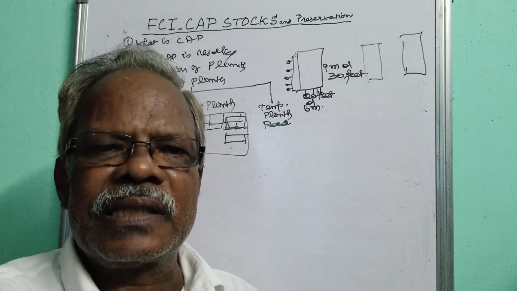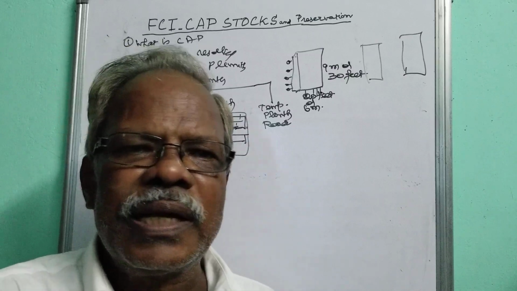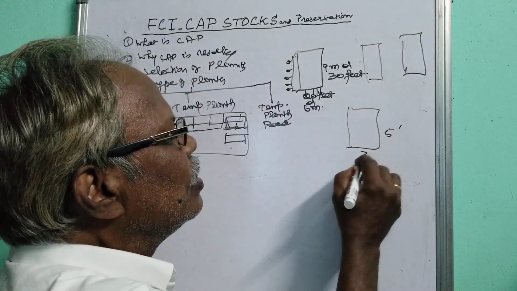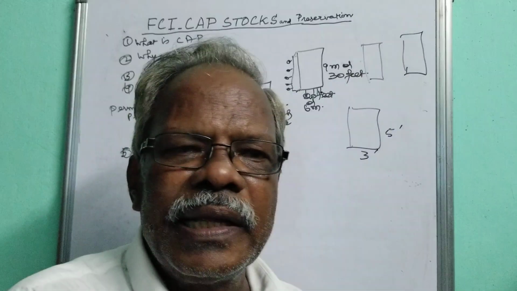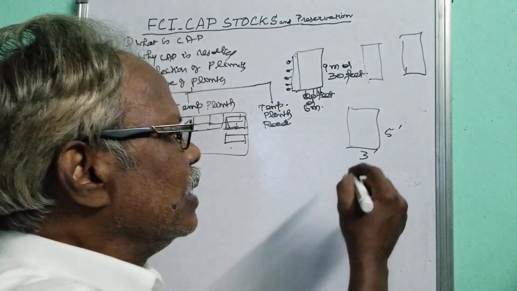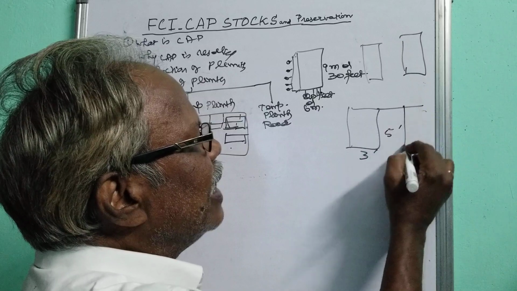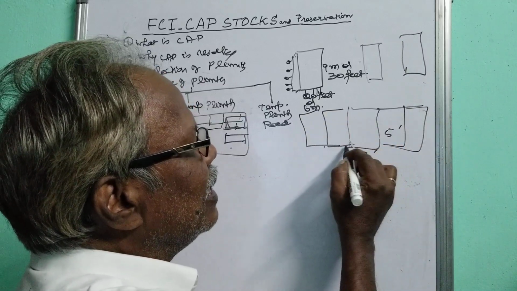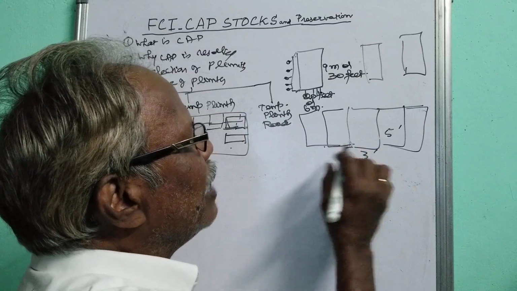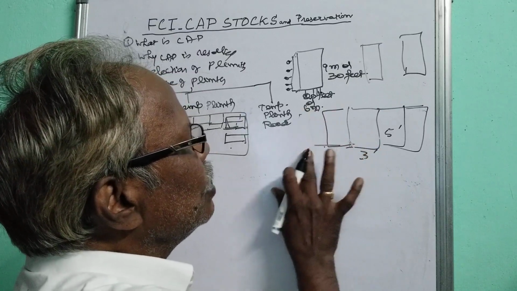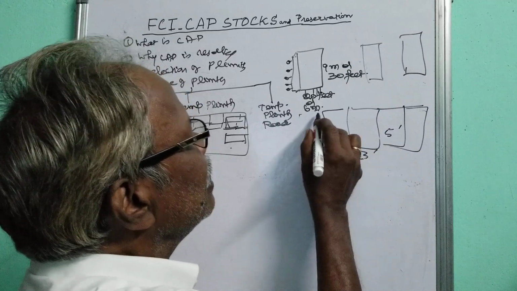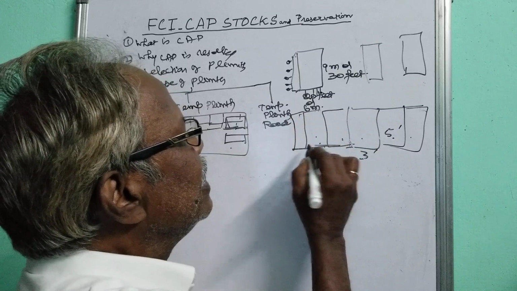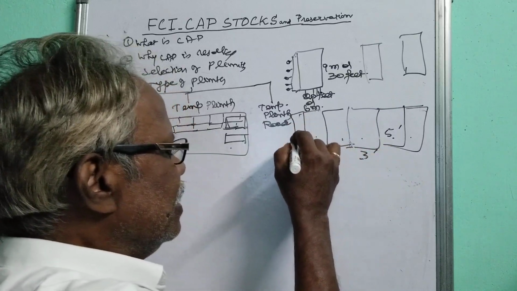Usually the dunnage materials are wooden crates, having the size of 5 feet and 3 feet. So per stack, totally 36. In the length, 6 crates are required, and in the breadth, 6 crates: 1, 2, 3, 4, 5 and 6.